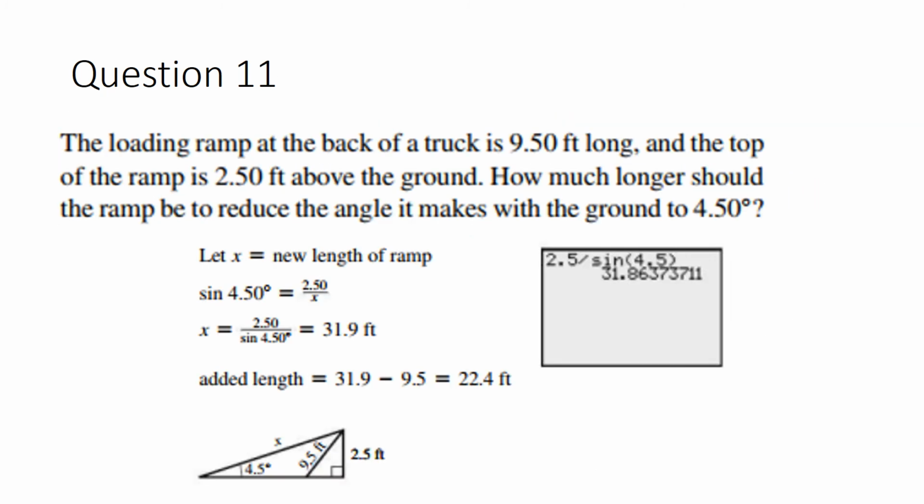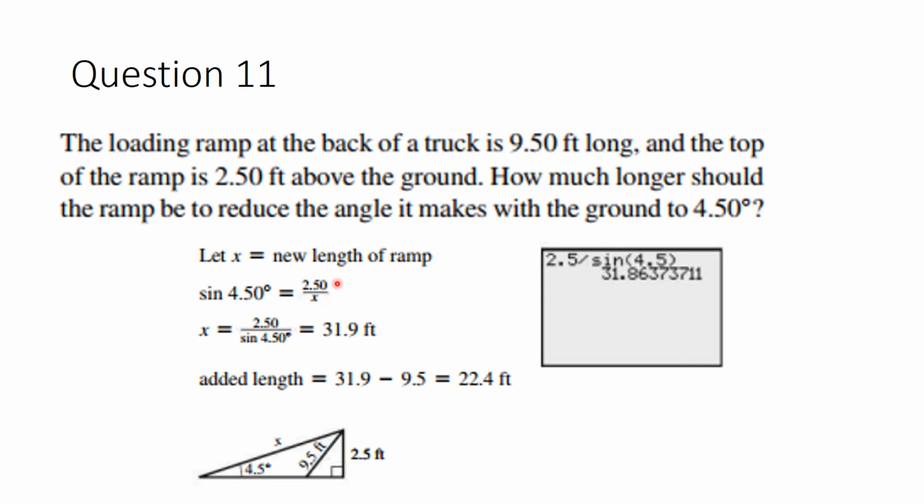Problem 11 dealt with this loading dock, and the question was asked, how much longer should the ramp be to reduce the angle that it makes to the ground to 4.5? So you draw this picture. Here was the old configuration. You make the ramp longer instead of that. So instead of 9.5, you make it longer, and so you have an angle here of 4.5.